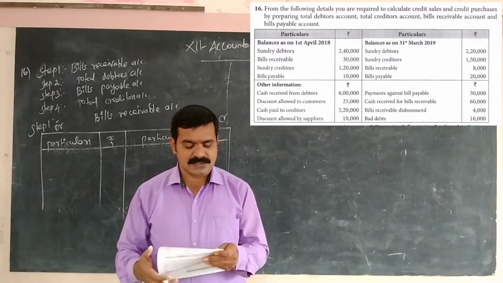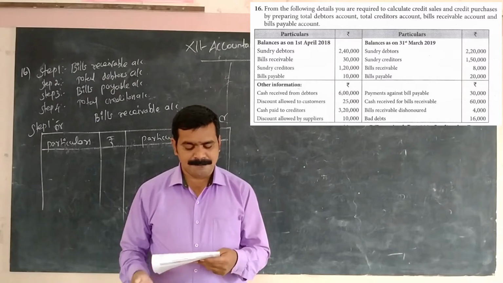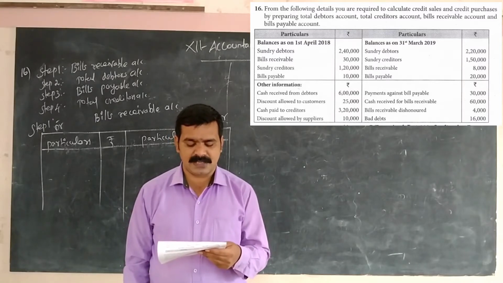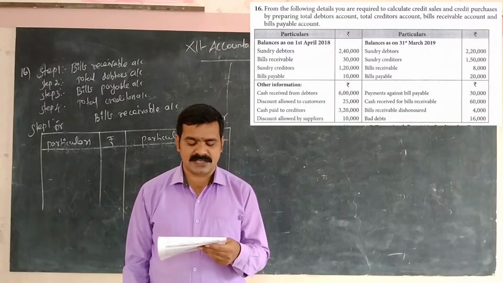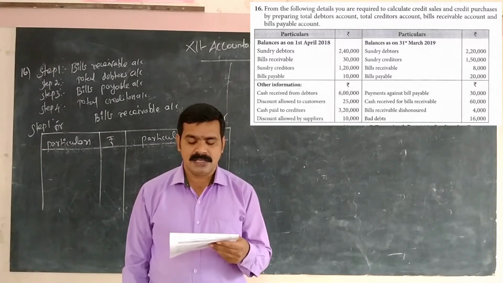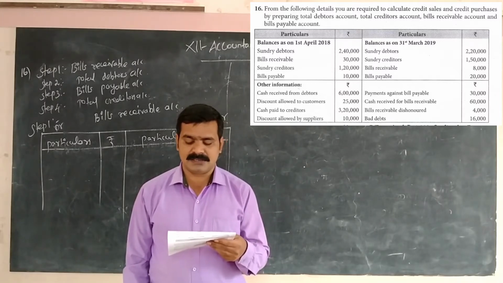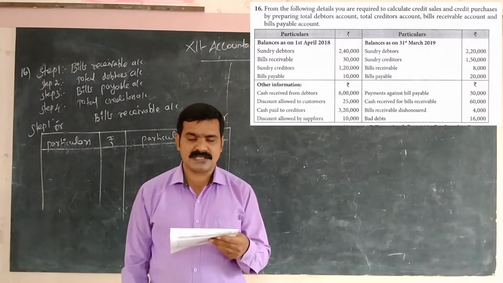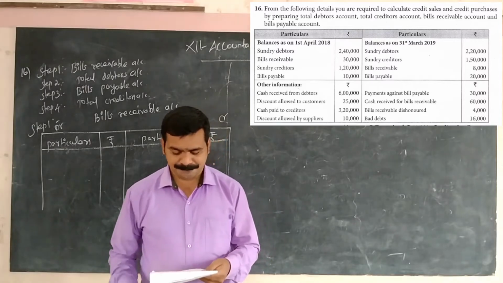Okay, so next, the other information is given. Cash received from debtors 6 lakh, discount allowed to customers 25,000, cash paid to creditors 3,20,000, discount allowed by suppliers 10,000, payments against bills payable 30,000, cash received for bills receivable 60,000, bills receivable dishonored 4,000, balance 16,000.